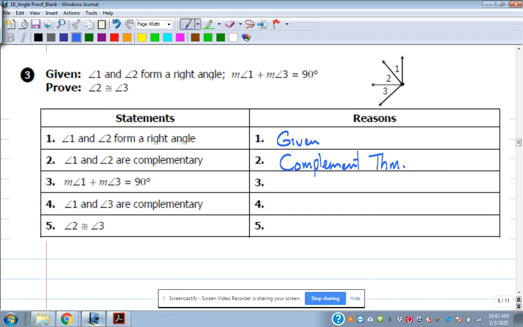All right, and then number 3, it says the measure of angle 1 and 3 is equal to 90 degrees. That was from the given. They gave us that. And then 4, that's the definition of complementary because we've got measures of angles involved. So, definition of complementary.